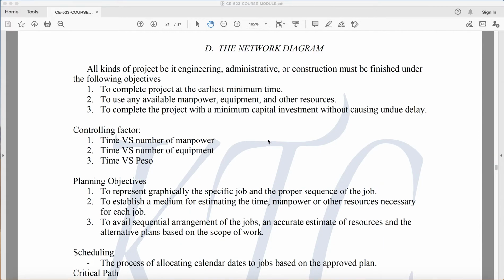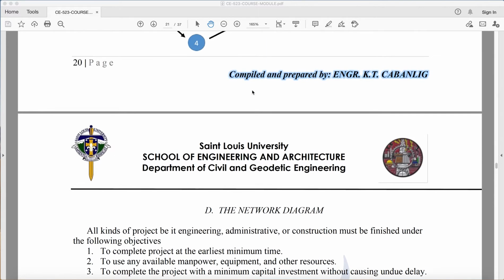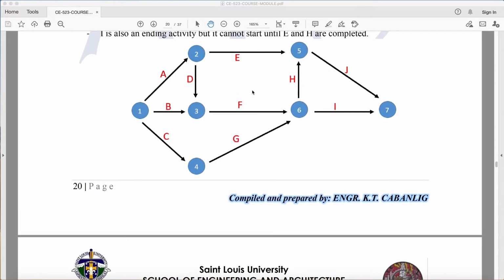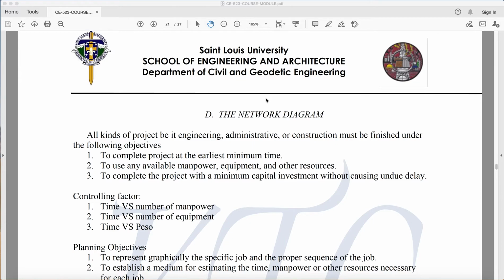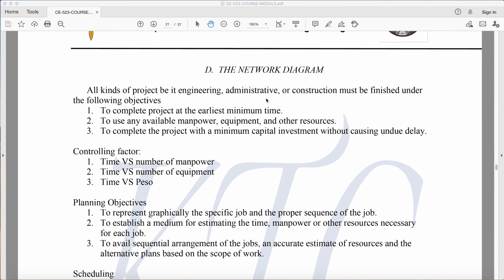So for this video, we're going to discuss the network diagram itself. From our previous discussion, we were able to draw our basic PERT/CPM network diagram, the sequencing of events, the rules, and constructing your diagrams. But this time, we are now going to focus on our network diagram with the application of duration.